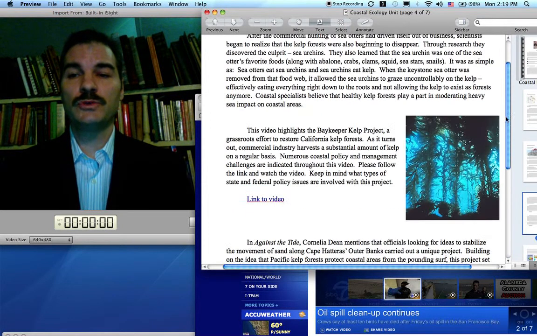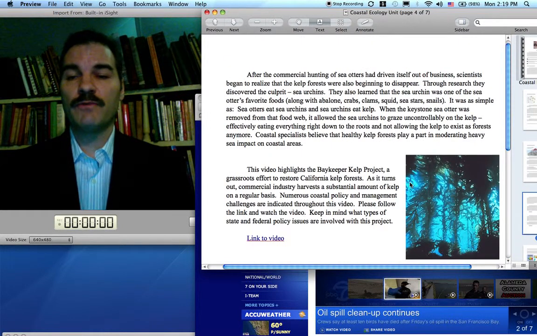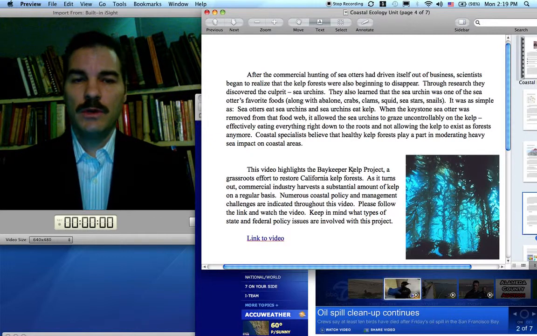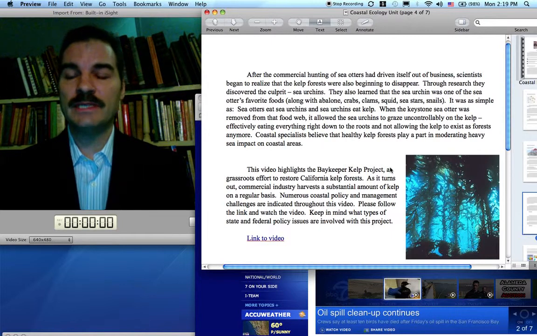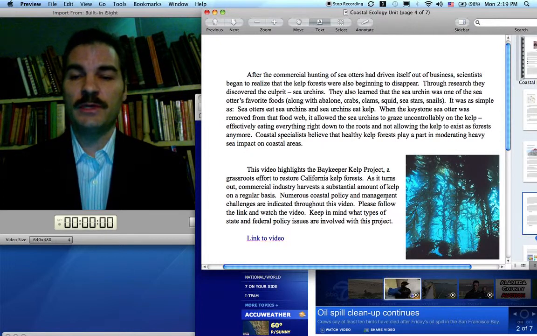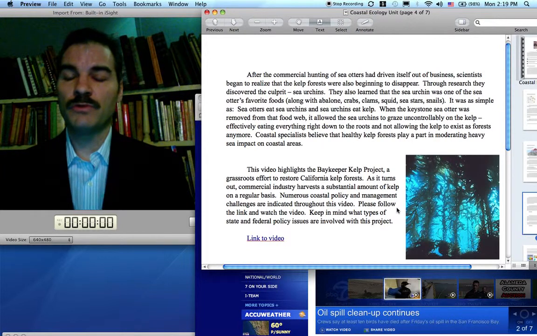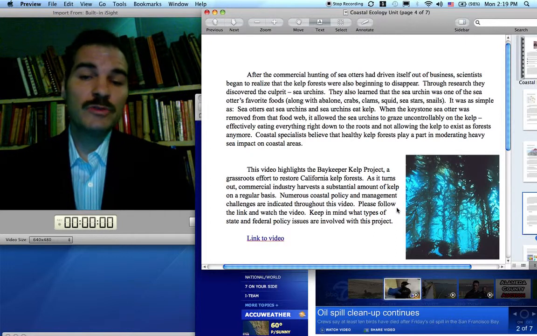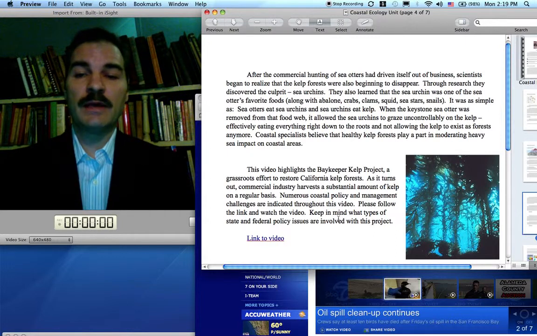Next we'll be going to, off the coast of California also, there is a project, the Baykeeper Kelp Project, which is a group of individuals taking on this monumental task of attempting to, and they've had success in reestablishing kelp forests along the west coast. Kelp forests are under a lot of pressure, not just natural, but also from industry. Kelp is an important ingredient in a lot of products, which most of us probably are not aware. So this video gives great insight. It also brings up the issue of policy, management.